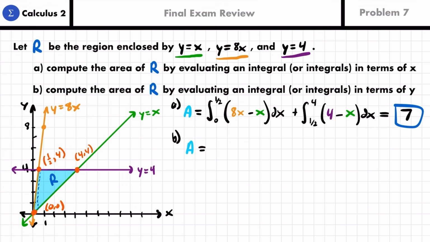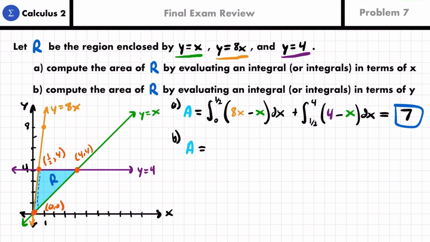What is the rightmost function and what is the leftmost function? In this case, the rightmost function of the region is y equals x. This line bounds that region entirely between the two values of y for which the region is located. The region is between y equals 0 and y equals 4, and y equals x is the rightmost function for that entire region. And then the leftmost function for that region is y equals 8x. That will bound the region entirely on the left.